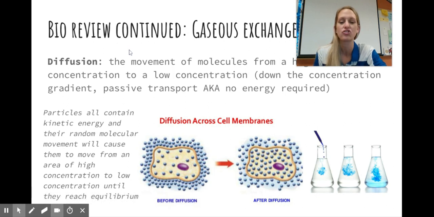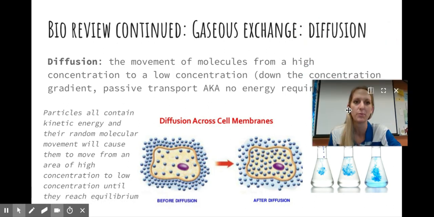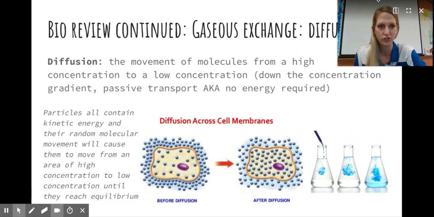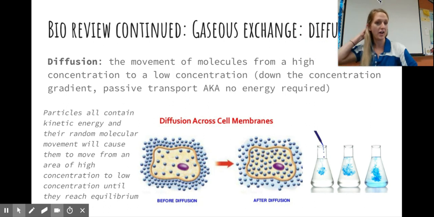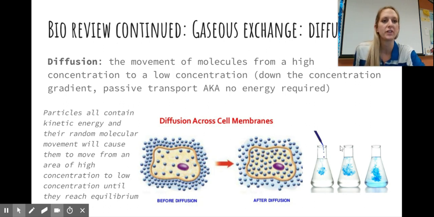Gaseous exchange is diffusion across a semi-permeable membrane. Diffusion is just a random movement of particles from a high concentration to a low concentration until they spread out, because they want to be in equilibrium. I have a couple examples here. Putting food coloring in water and seeing it disperse is an example of diffusion.